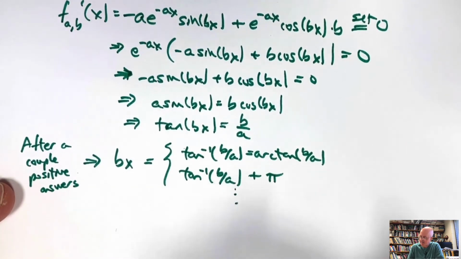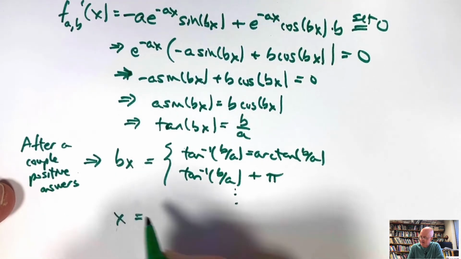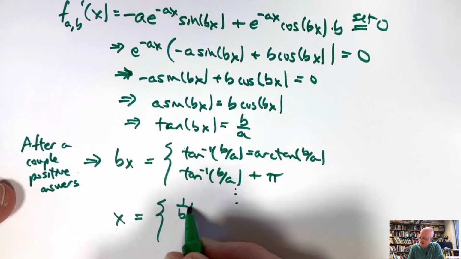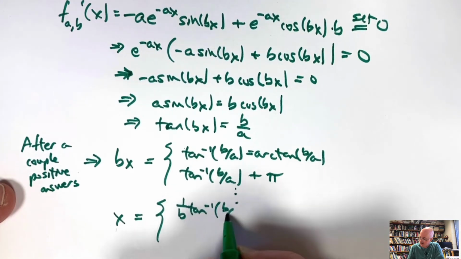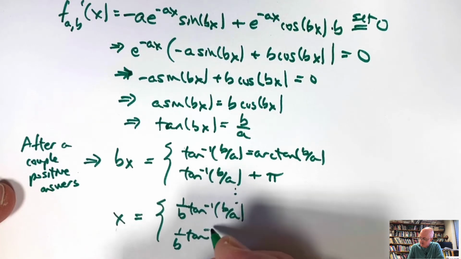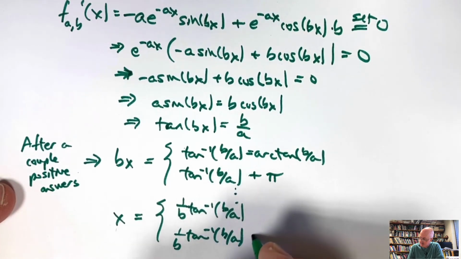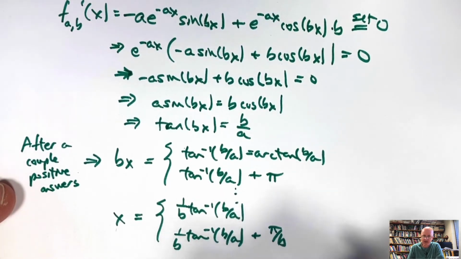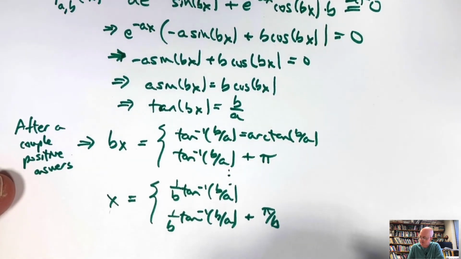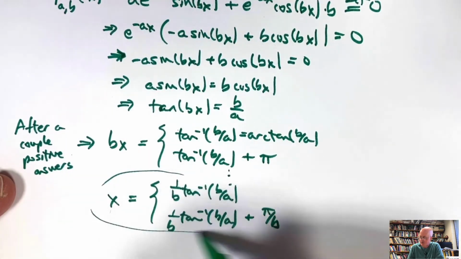Now divide both sides by b to get the value of x. 1 over b inverse tangent of b over a, and also 1 over b inverse tangent of b over a plus pi over b. I could also write that as one fraction, but there's already a common denominator of b. So in terms of a and b, these are the first two positive critical points.